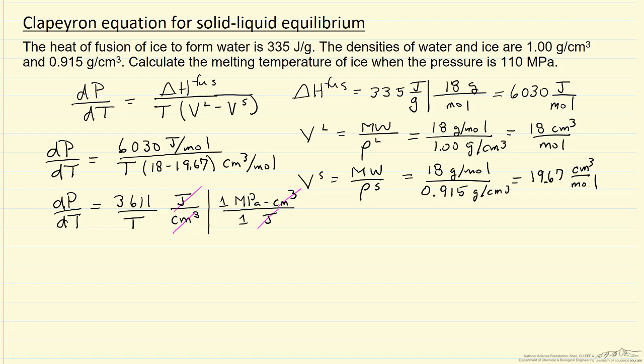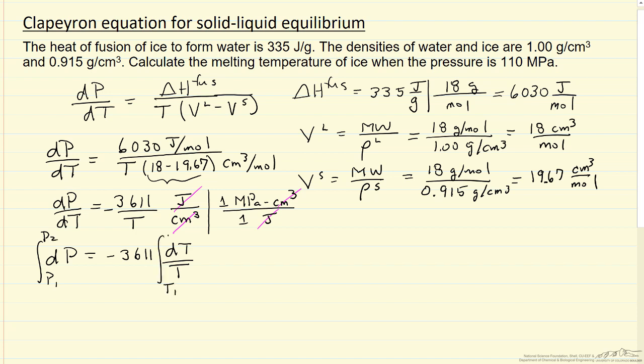So I should be a little careful here. This is a minus sign because this term in the denominator is negative. Now let me rearrange this equation, and now I'll integrate both sides from pressure 1 to pressure 2, from temperature 1 to temperature 2. The left side is just P2 minus P1. The right side is the log of T2 over T1.